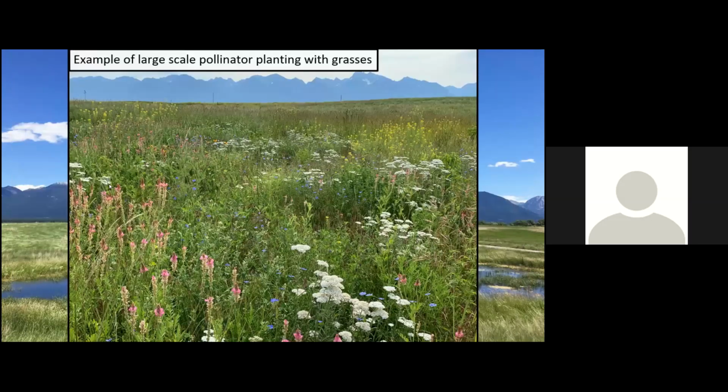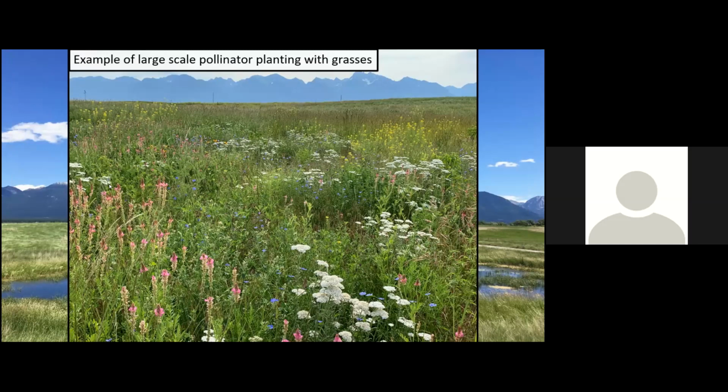And then this is another example of a larger scale pollinator planting with grass. And this one also, there are quite a few weeds in the first few years, so just try not to get discouraged by planting. You may have to do some mowing in the first few years, but after the third year, it looked like this.